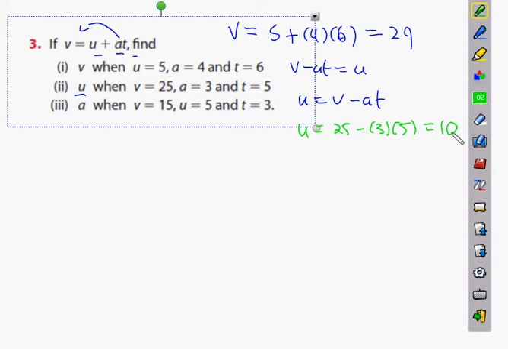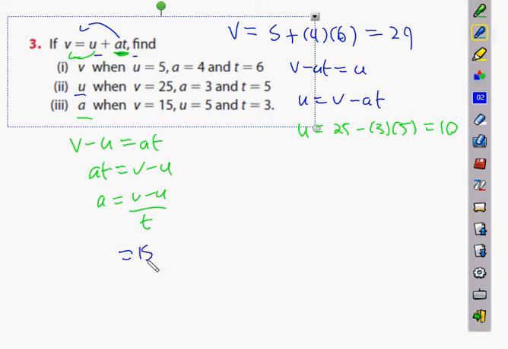Okay? Third one. Get a on its own. Well, what we can say is that if we bring the u over to your side, phi minus u equals at. Spin it around. Therefore, a on its own is phi minus u all over t. Therefore, the answer is going to be 15 minus 5 all over 3, which is 10 over 3.